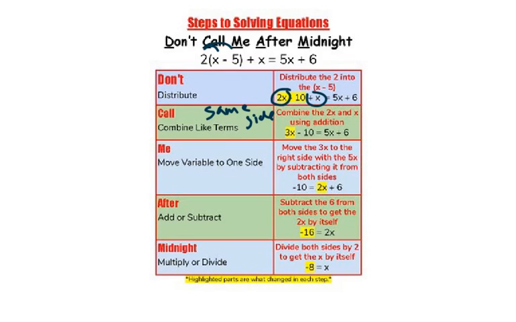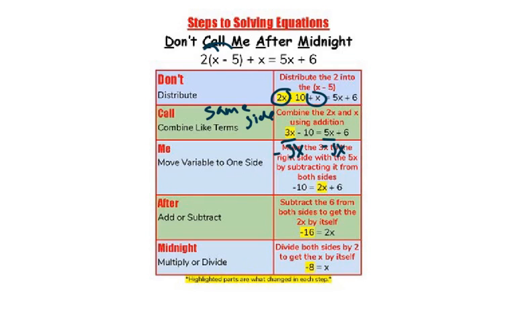And then we move variables to one side. So we have 3x and 5x. All right, they're on opposite sides. But in order to move them to the other side, we do inverse operation. So it looks like they decided to subtract 3x on both sides. And that gave us the 2x, which is highlighted here.